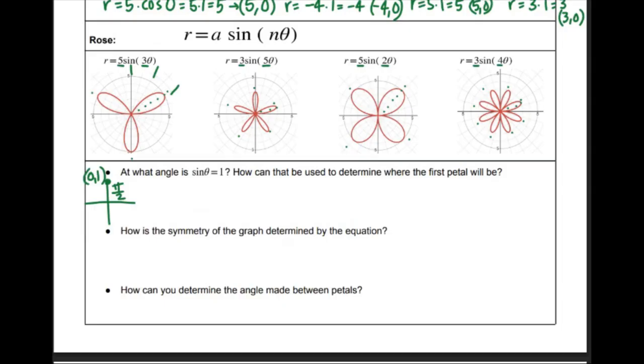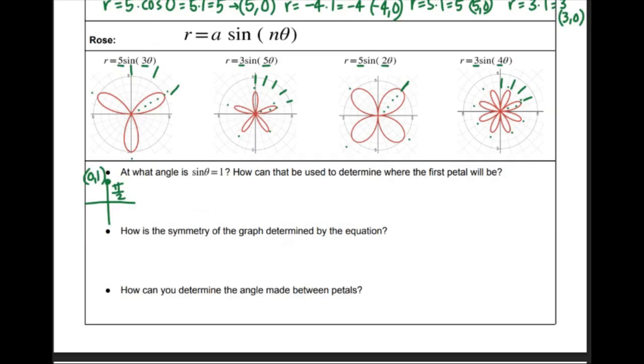This one appears to be one-fifth of the way to pi over 2. This one appears to be halfway to pi over 2. And this appears to be 1, 2, 3, 4, 1/4 of the way to pi over 2.